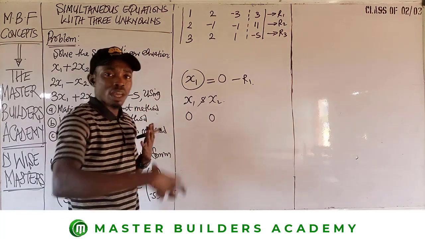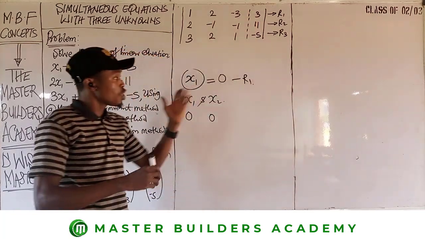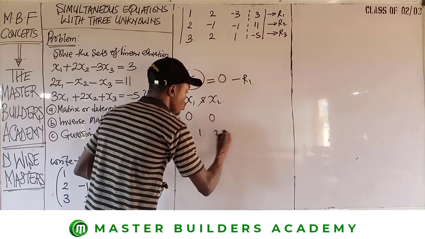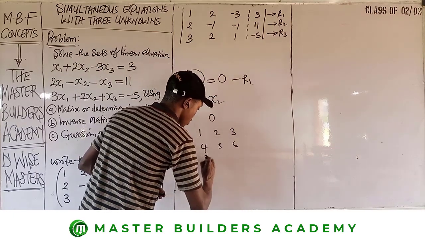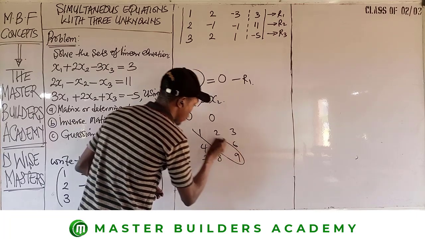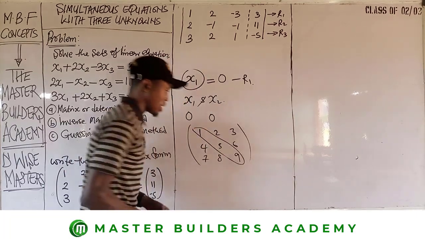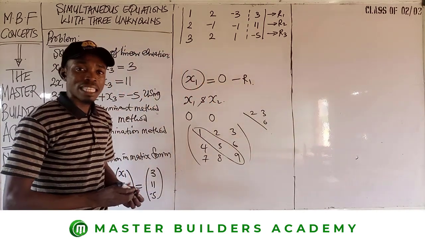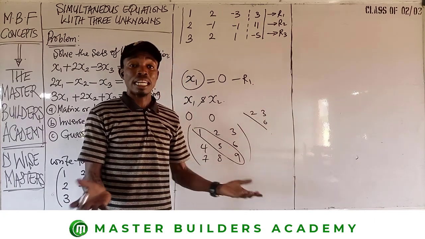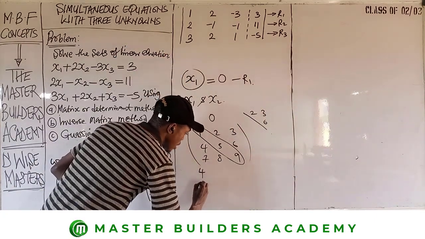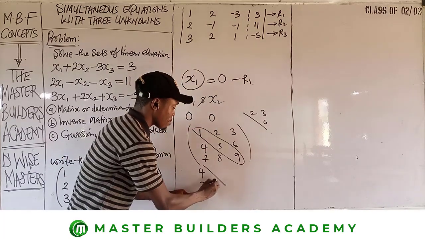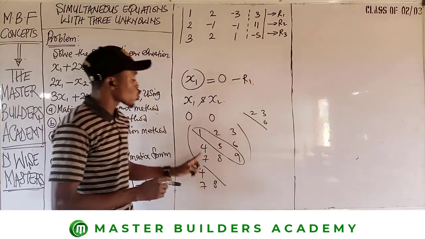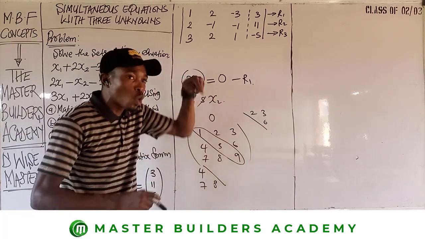Above the leading diagonal, we have the upper matrix. Then below the leading diagonal, we have the lower matrix. Take for instance, I have 1, 2, 3, 4, 5, 6, 7, 8, 9, and this is the leading diagonal. Maybe this is the matrix. The elements 2, 3, and 6 are the elements of the upper matrix. Then these 4, 7, 8 are the lower matrix elements.